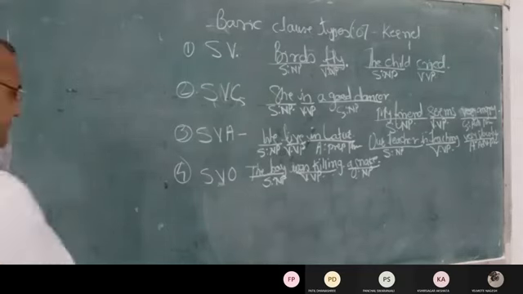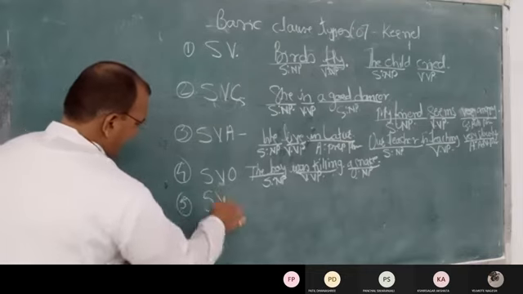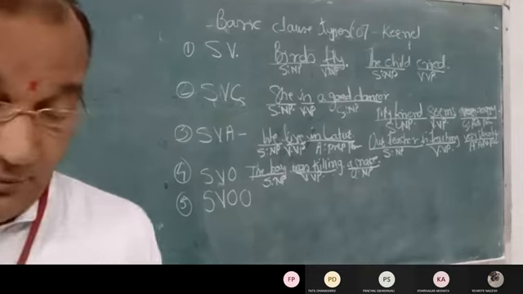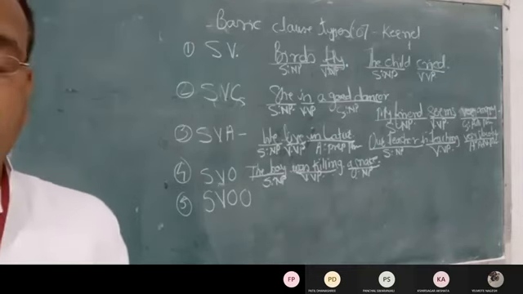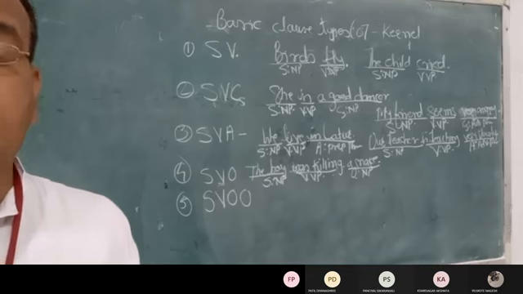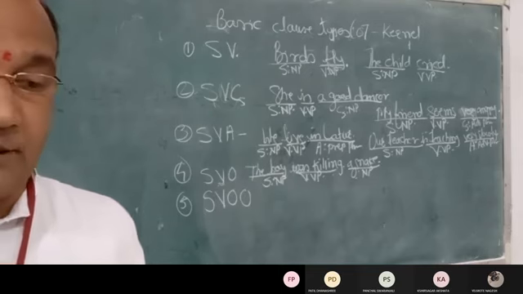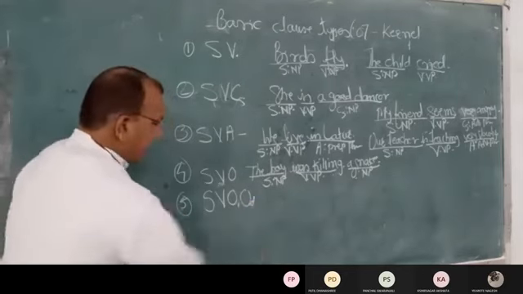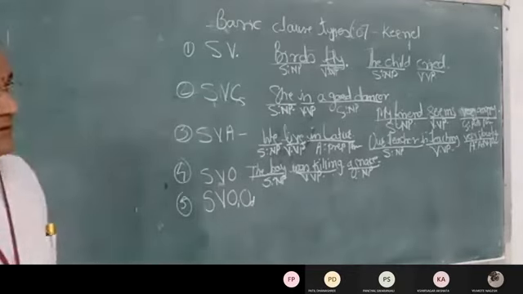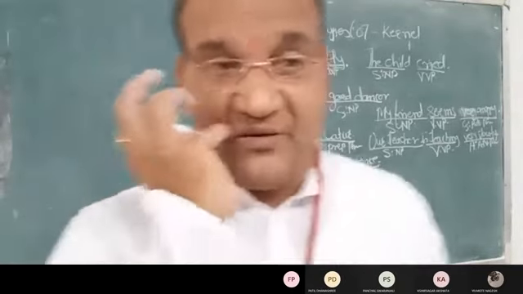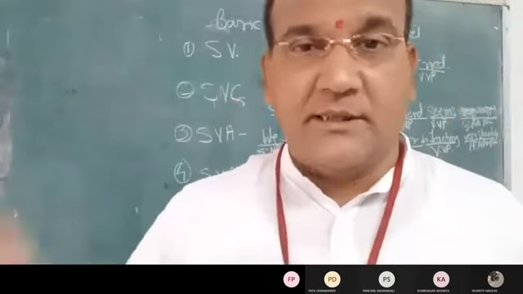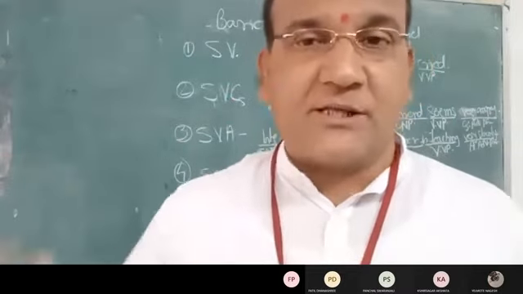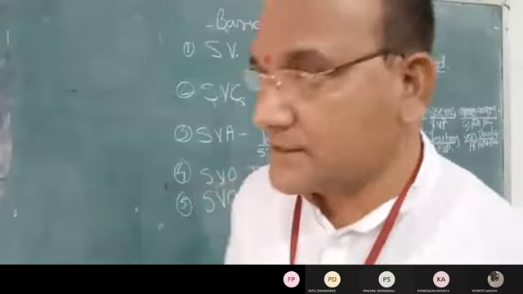Next pattern is SVOO. That means the verb you require is a ditransitive verb, which will take both objects, direct object and indirect object. As I was saying, indirect object refers to a person, direct object refers to things. Give is a very good example because we give something to someone. So it requires both objects.